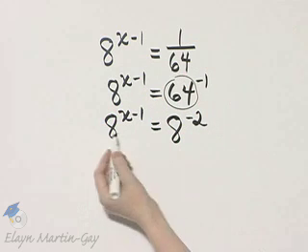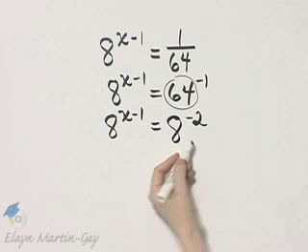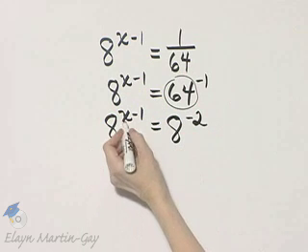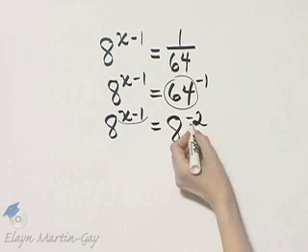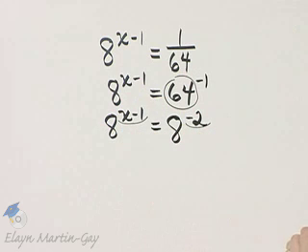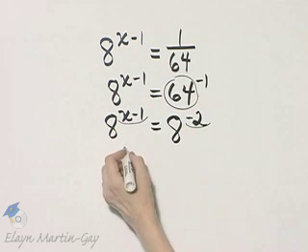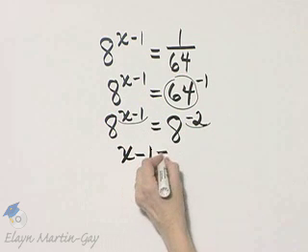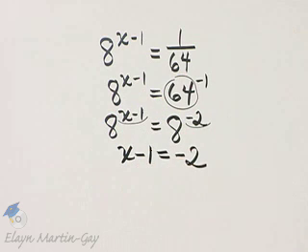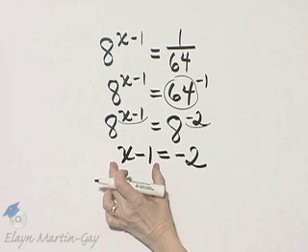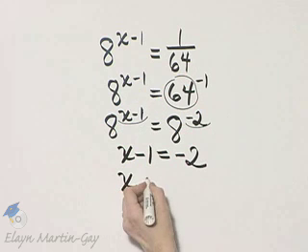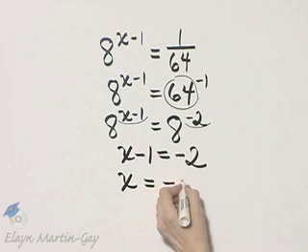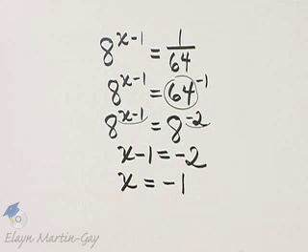Now that the bases are the same, what happens is the following. If 8 raised to a power of x minus 1 is going to equal 8 raised to a power of negative 2, that will only happen if these exponents equal each other. So notice now I'm setting the exponent on the left side equal to the exponent on the right side. We now solve this for x. And how do we solve for x? We add 1 to both sides, and I'll have x is negative 1.